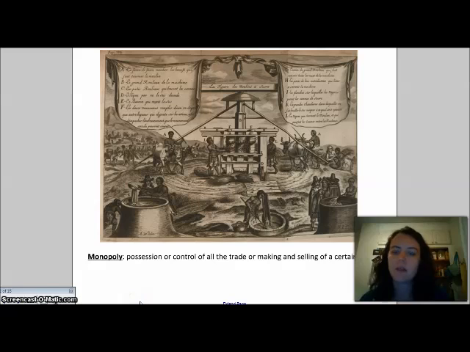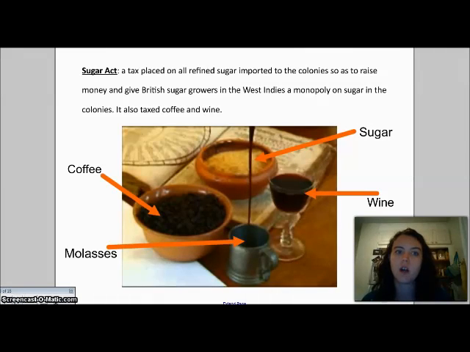I want to start off by reminding you about the word monopoly and that it means the possession or control of the trade or making and selling of a certain product. In this case, we're talking about Great Britain and how they had control over the sugar trade in the colonies. Speaking of sugar, our first act is the Sugar Act, and that was a tax that was placed on our sugar imports and also on coffee and wine. And molasses, remember, is put in together with sugar because it's a sweetener.